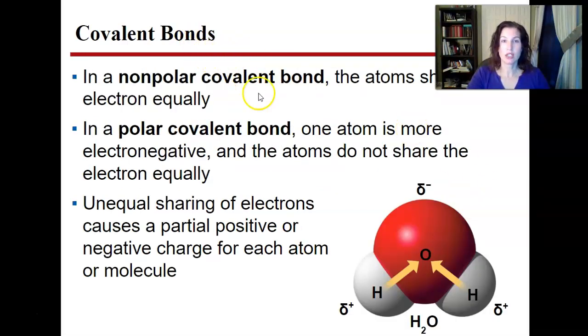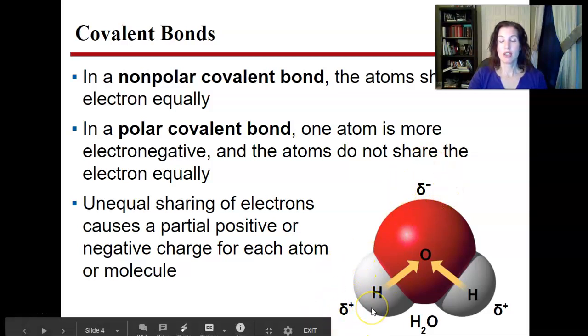Covalent bonds, those sharing of electrons, can be nonpolar, which means the electrons are shared equally, or unequally shared, which would create a polar covalent bond. That creates this uneven sharing of electrons, which makes a partial positive portion of the molecule and then a partial negative. So here we have water. The oxygen is more electronegative, so it has a slightly negative charge. The hydrogen is slightly positive. It doesn't get the electron as often.